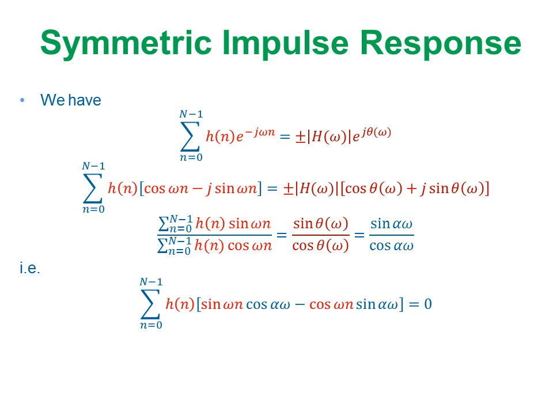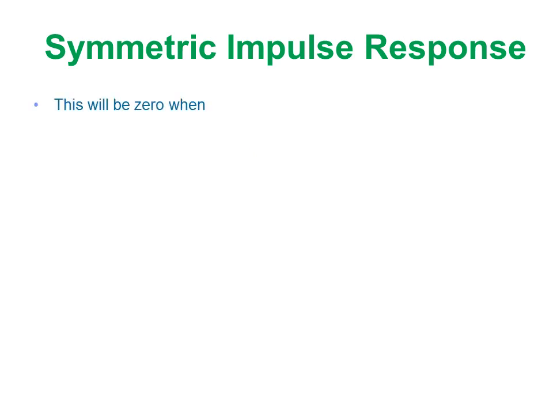So the term inside the square bracket is a standard trigonometric function, that is sin of a minus b. From that we can have an impulse response over the range 0 to capital N minus 1, summation h of n sin of n minus alpha into omega is equal to 0, where alpha is called the group delay or the phase delay for the distortionless FIR filter.